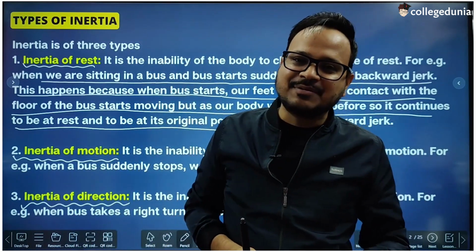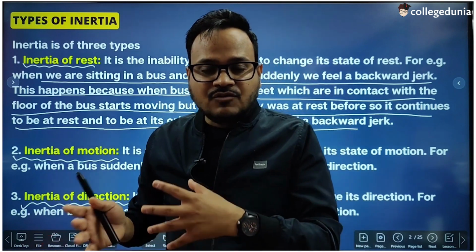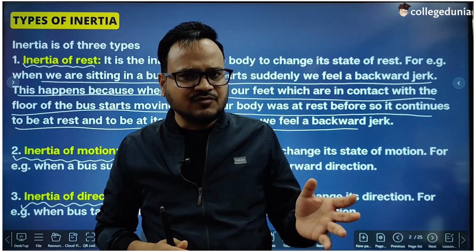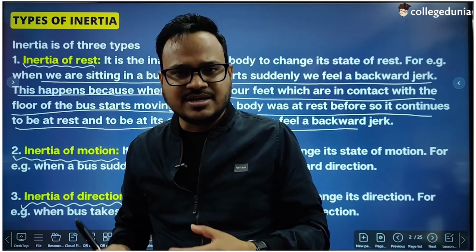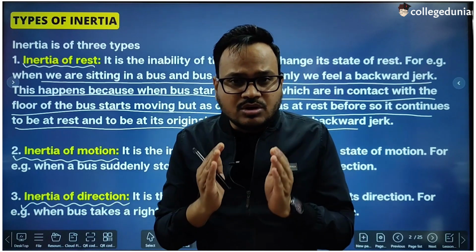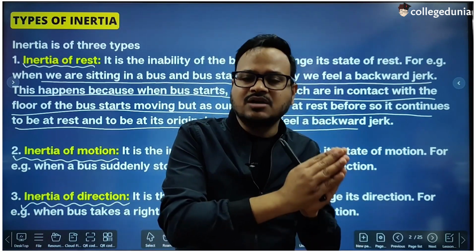When we are sitting in a bus and the bus takes a sharp right turn, we feel that we are falling towards the left side, and if the bus takes a left turn, we feel that we are falling towards the right side. This happens due to the inertia of direction. Our body wants to remain in the same direction, it does not want to turn with the bus.